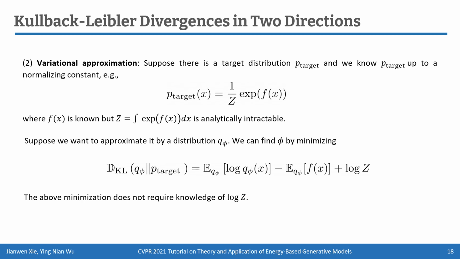Suppose we want to approximate the target distribution by a distribution Q phi, where phi is the learning parameters. We can find phi by minimizing the KL divergence between Q phi and P target. This time, we place Q phi on the left-hand side and P target on the right-hand side of the KL divergence. Because P target is accessible through f of x, the above minimization doesn't require knowledge of log Z.